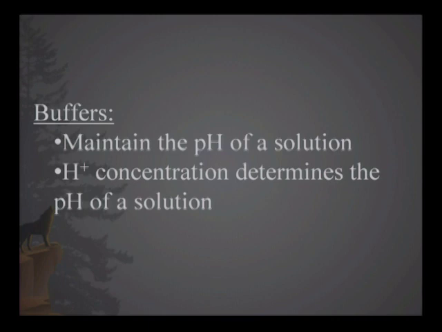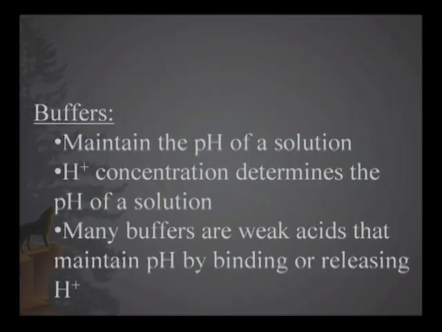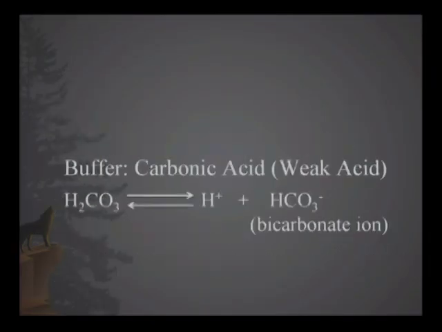Anyway, the H+ concentration, the hydrogen ion concentration, determines the pH of a solution. So what we want to do in a solution is keep the hydrogen ion concentration consistent. If we can keep that hydrogen ion concentration consistent, it keeps our pH consistent. And generally, buffers are weak acids that maintain pH by either binding or releasing hydrogen ions. We're going to look at an example of that here in just a second.